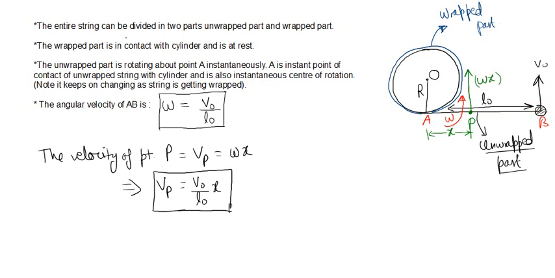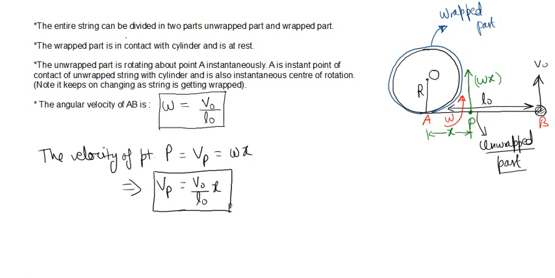The wrapped part at any instant is in contact with the cylinder and is at rest, whereas the unwrapped part is moving. So the particle is moving with a velocity v0, and in fact all the thread particles on this unwrapped part are also moving, and their direction of motion is perpendicular to the orientation of this unwrapped thread. As you can see, this particle P is moving in the vertically upward direction, which is perpendicular to the orientation of this string.